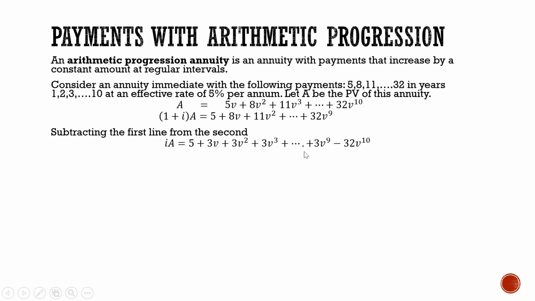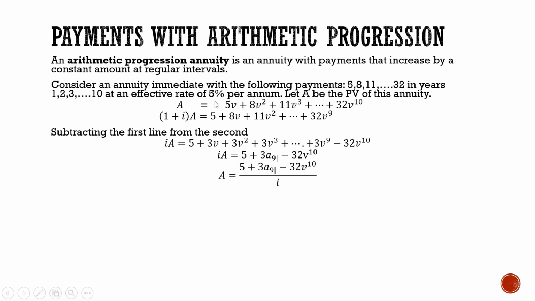The middle 9 terms, we can use the level annuity immediate formula. So iA is 5 plus 3 a angle 9 minus 32V to the 10. So using this formula is easier for you to calculate A. So we divide both sides by i to isolate A. So A is 5 plus 3 a angle 9 minus 32V to the 10 over i. And from here we just have to plug in.